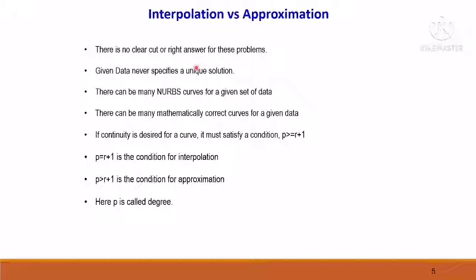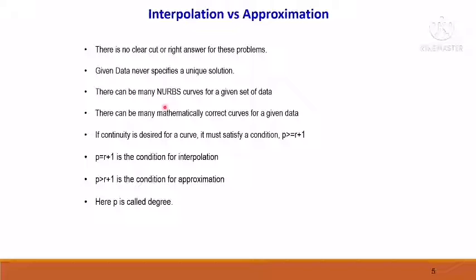On the other hand, if you expect some uniform random noise to be associated with the data, then it makes sense to pay more attention to local averages to smoothen them out. In this case, an approximation scheme is more appropriate. So the given data never specifies a unique solution. There can be many curves for a given set of data. So from given points in interpolation and approximation, we can draw many curves, but each of them is right. We don't know which of them is wrong because every one of them is right. So there can be many mathematically correct curves for given data.